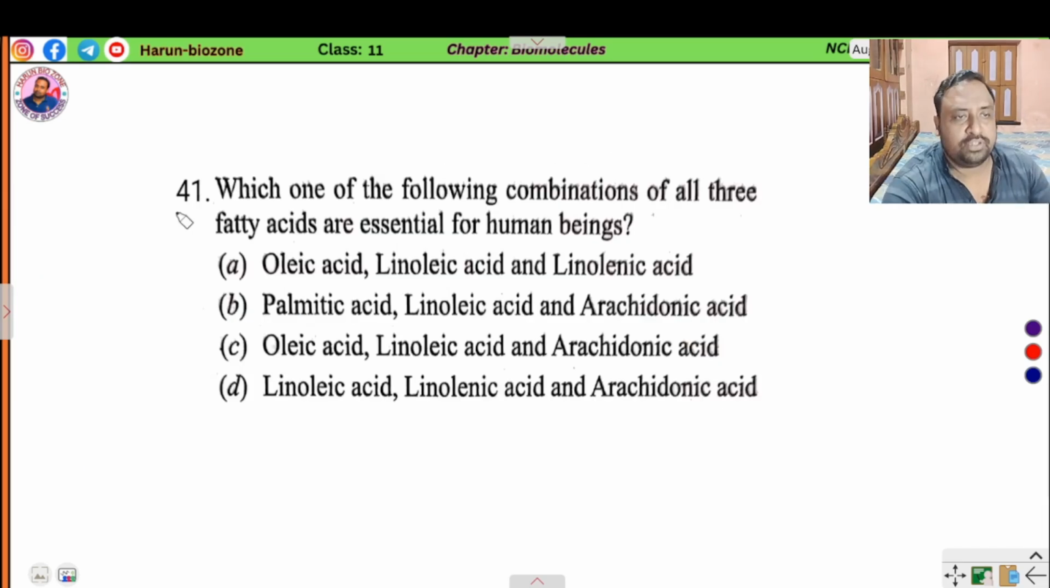Next question is 41. Which one of the following combinations of all three fatty acids are essential for human beings? Essential fatty acid means the fatty acid is not produced in our body, that is taken from outside the body with metabolites. So here the correct option is linoleic acid, linolenic acid, and arachidonic acid.